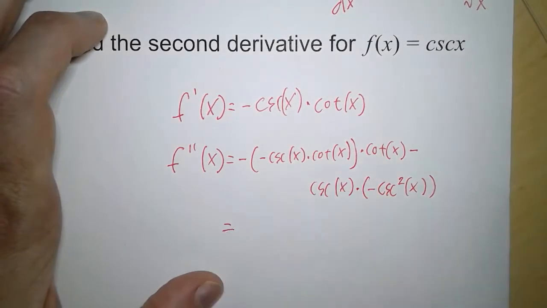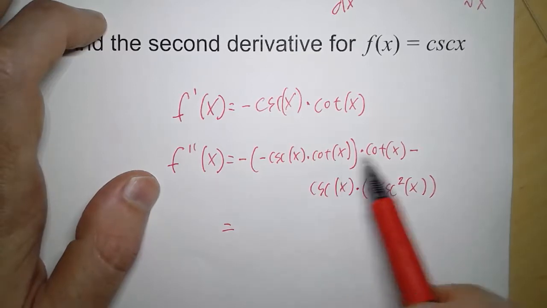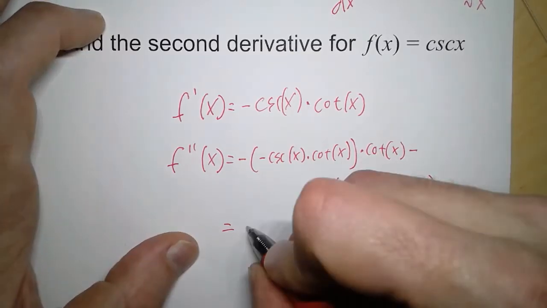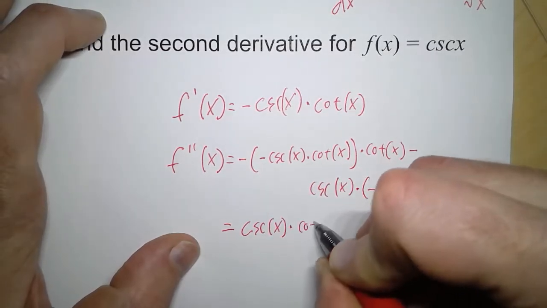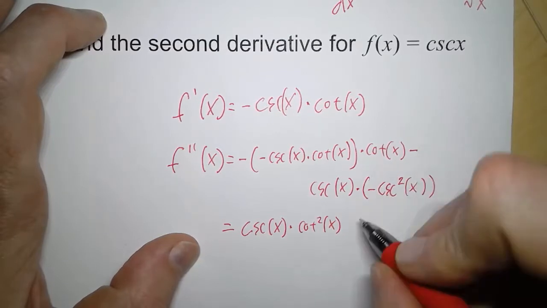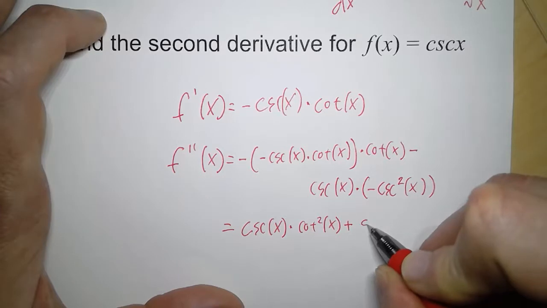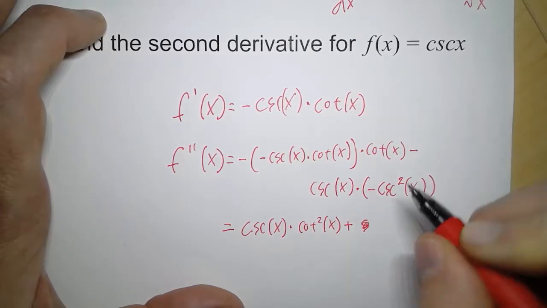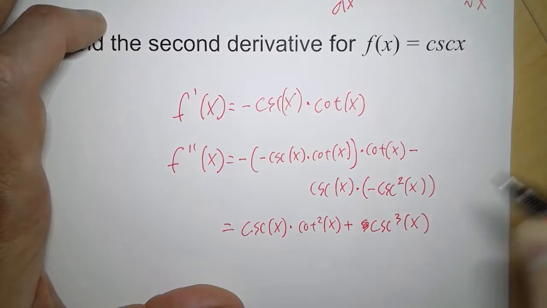So to simplify, we have two negatives, they'll cancel, and we have two cotangents. So cosecant of x times cotangent squared of x. We have a negative and a negative, so this has become a positive. And then we have cosecant, well, we have three of them, so cosecant cubed of x.